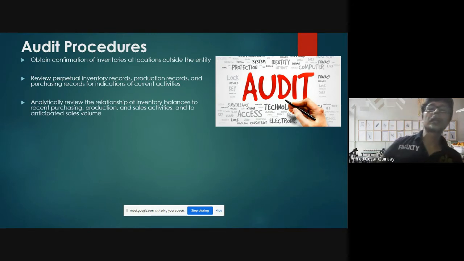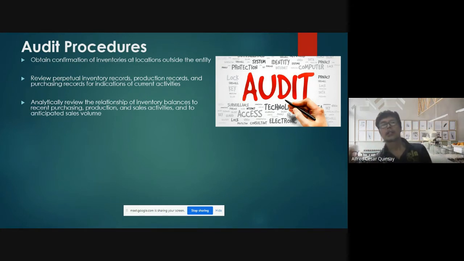Analytically review the relationship of inventory balances to recent purchasing, production, and sales activities, and to anticipated sales volume. Yan, so yung mga analytical. So this is more of like a substantive test ng auditor. So review the relationship of inventory balances, ano yung mga balances doon? Yung mga recent purchases, yung mga binili, so kailangan nakalista yon, production, no?